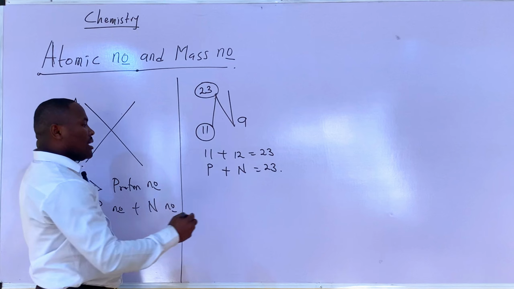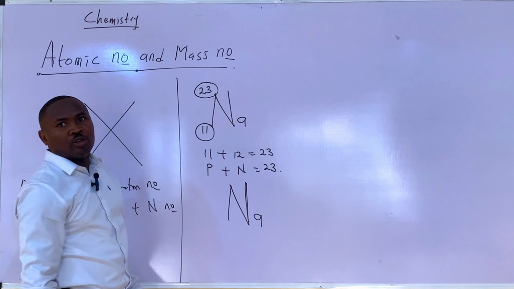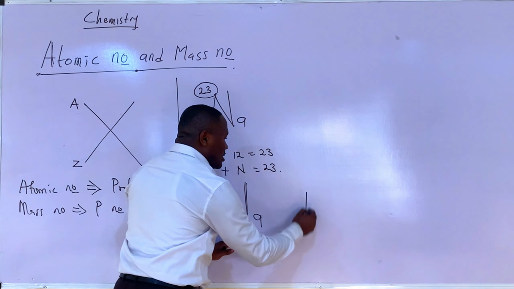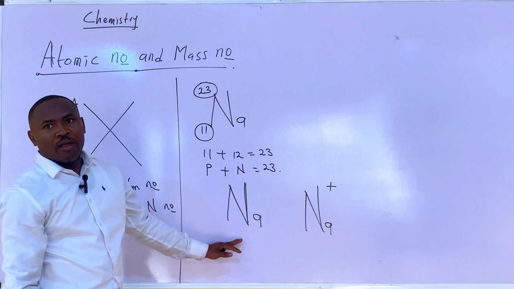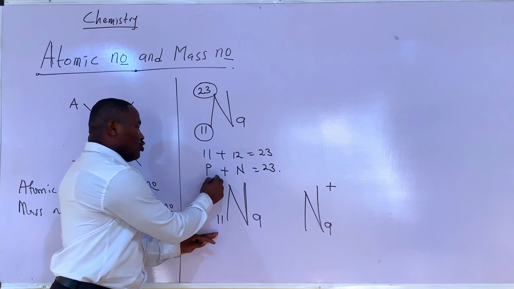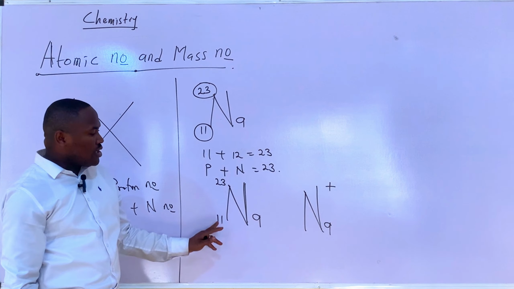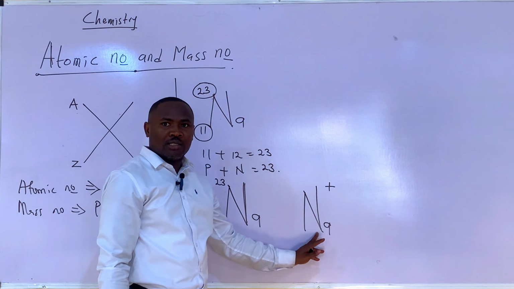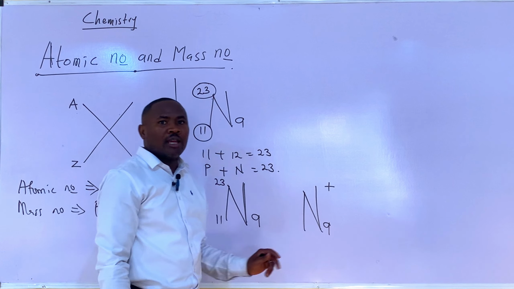But take note, when an atom exists like this, it means the atom is existing in a neutral state. But when an atom exists like this, it means the atom is existing as an ion. When an atom is existing like this, there is something very important to note. What is it? The number of the positive charge particles is equal to the number of the negative charge particles. But when the atom is existing like this, the number of the positive charge particles is not equal to the number of the negative charge particles.